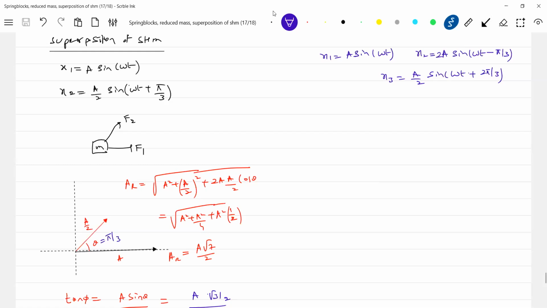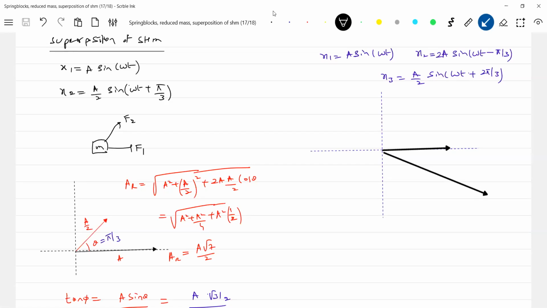So here we'll take it like this. First, A is there, vector A bar. Next, it is 2A at minus pi by 3. Then next, A by 2 at 2 pi by 3, which should be 120 degrees. So these are the three vectors. This will be 60 degrees, this will be 30, total this will be 120, no? So the amplitudes are A, 2A, and A by 2.